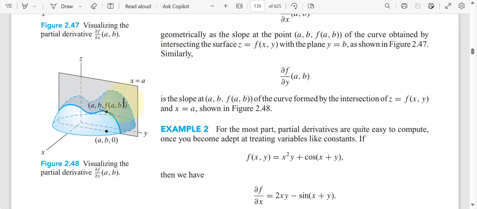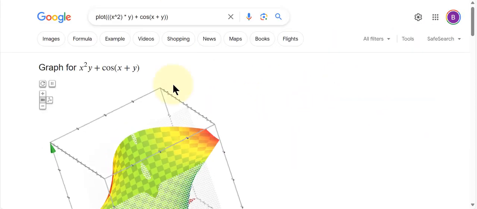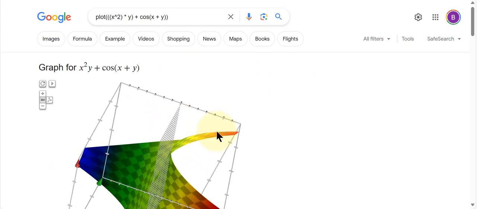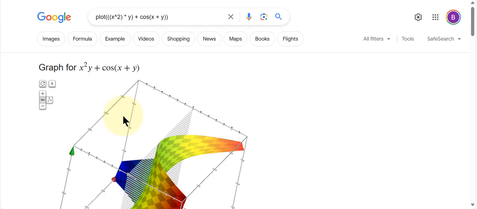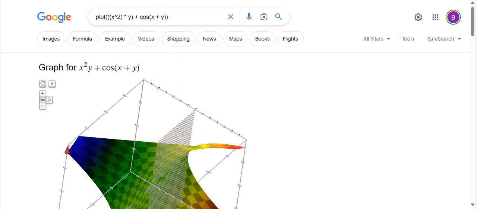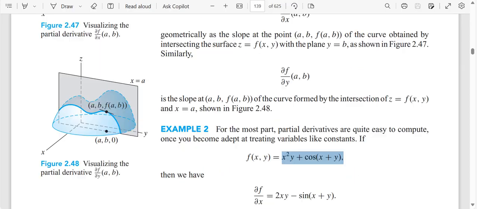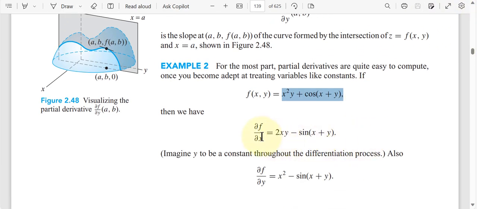So this is a picture of maybe what this function looks like. If I try and plot this in Google, it doesn't really look anything like that. Maybe I didn't type it properly, but anyway, we won't worry about that. We'll just assume that it looks like this. And then the question is, what is the partial derivative?